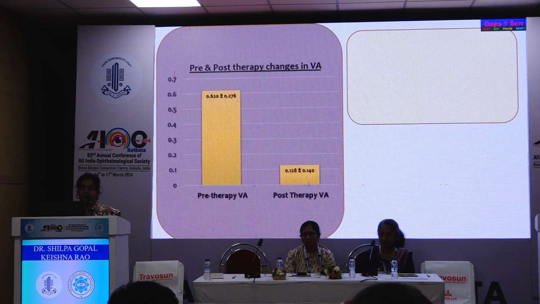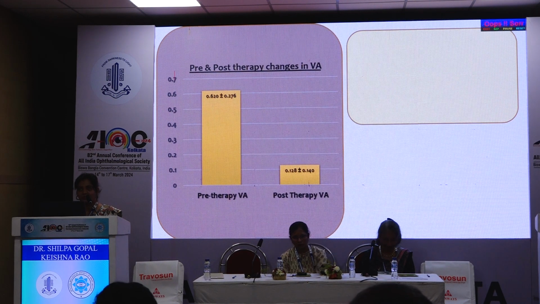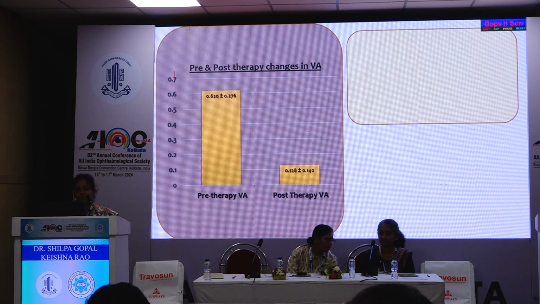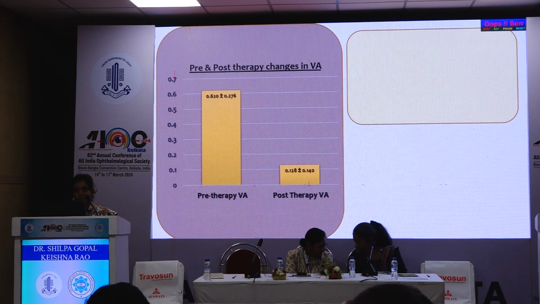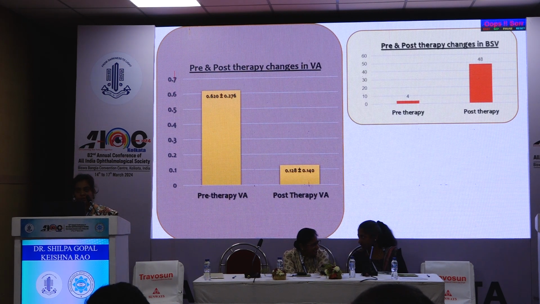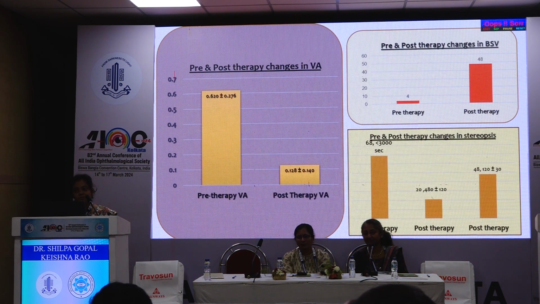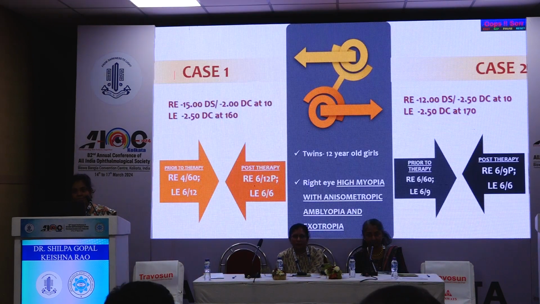This is a very rough calculation of the improvement in visual acuity. A mean of pre-therapy visual acuity was 0.62 logMAR, and it improved to 0.128. At the beginning of therapy, only 4 patients had binocular single vision. Following therapy, it has been recorded in 48 patients, and stereopsis was very poor at the beginning of therapy, less than 3000 seconds of arc. Later on we saw that 48 patients had developed good stereopsis of around 120 seconds of arc, and 20 had developed up to 480 seconds of arc.